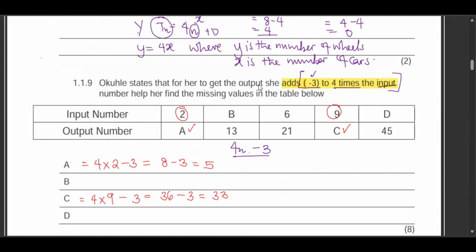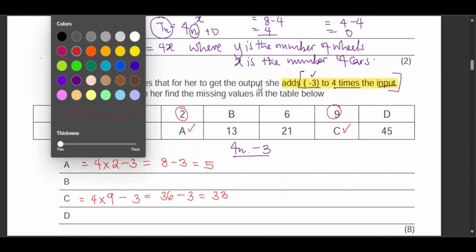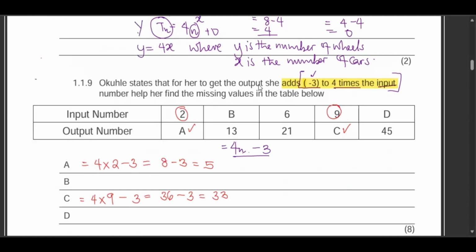Now we look at B. B, we are working backwards. What do we mean by that? We mean we already have the output. Let's call it y. All right? We already have the output. We are not looking for the output. So simply, it's going to be 13 equals 4n. We are looking for the position. We are looking for B.